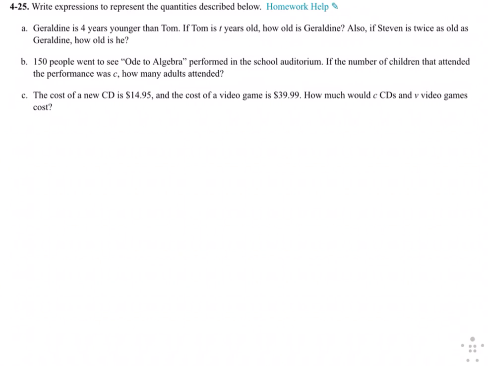Okay, for 425, they want us to just write expressions. They don't want us to solve anything, right? So it says Geraldine, for A, it says Geraldine is 4 years younger than Tom. So they're saying use T for Tom. How old is Geraldine? So Geraldine is 4 years younger than Tom, so she would be T minus 4.